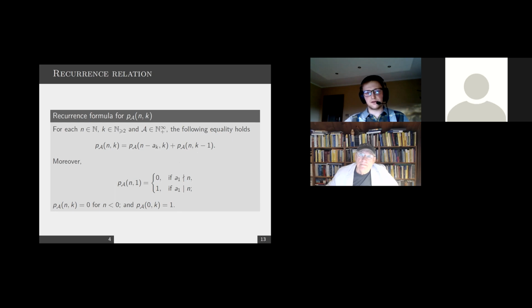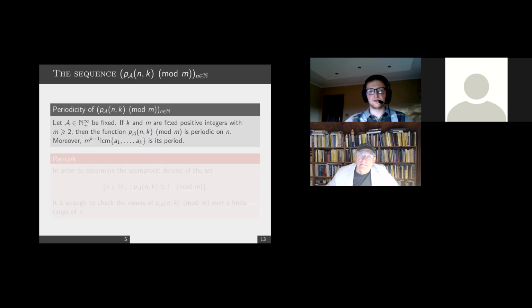And the next theorem is related to the periodicity of the restricted partition function modulo some positive integer m greater or equal than 2. And this is the following theorem. So let curly A be a sequence of positive integers, k and m be positive integers, and m be greater or equal than 2. Then the function p_A(n, k) modulo m is periodic in n with period m to the power k minus 1 times the least common multiple of a1 up to ak.